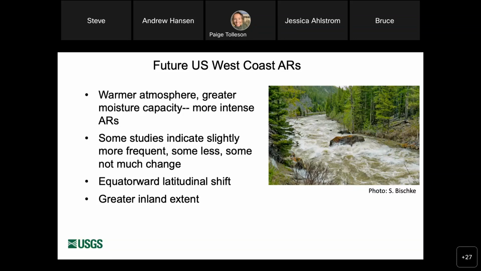So the ability to model the frequency and look at significant changes in the future is somewhat limited. It does appear that, because the temperature gradient between the poles and the equator is relaxing as global warming goes on, there's going to be an equatorial latitudinal shift. And some research also shows greater inland extent. So for places like the GYE, the potential exists for them to be more frequent or penetrate further, although that's not a certainty.